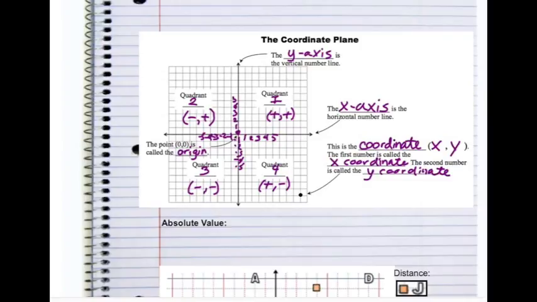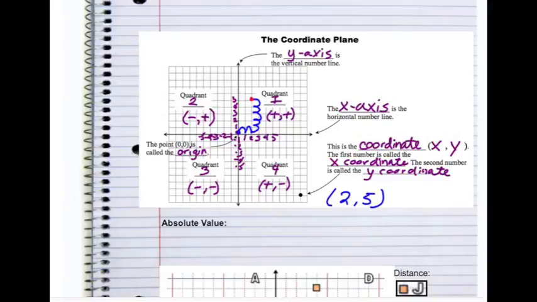For example, if I wanted to plot the point 2, 5, first I need to go 2 spaces from my origin along the x-axis. 1, 2. Now I need to go 5 spaces up along the y-axis. 1, 2, 3, 4, 5. And I would be able to plot my point right on that intersection of the line. So that point specifically would be coordinate point 2, 5. I went 2 spaces to the right, 5 spaces up.